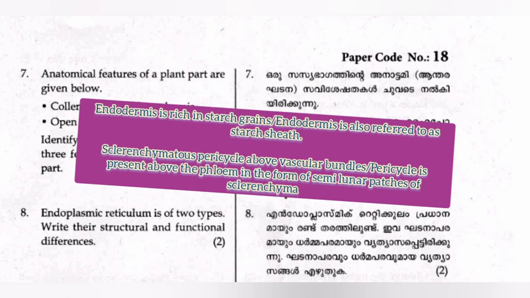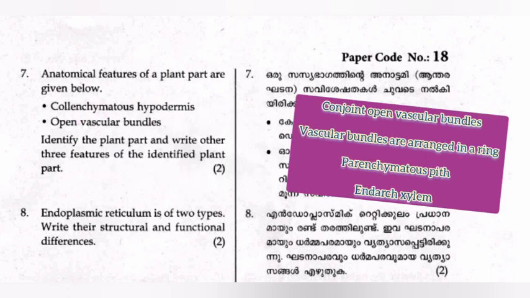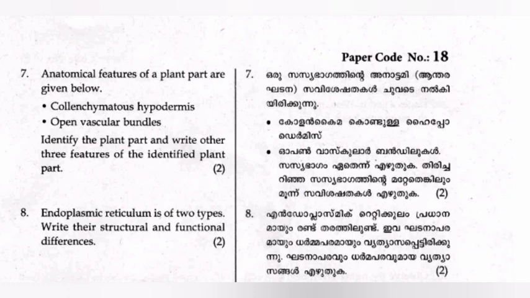Sclerenchymatous pericycle above vascular bundles, or pericycle is present above the phloem in the form of semilunar patches of sclerenchyma. Conjoined open vascular bundles. Vascular bundles are arranged in a ring. Parenchymatous pith. Endarch xylem. Half mark for identification and 1.5 marks for features, half mark each. Write any 3 characters.